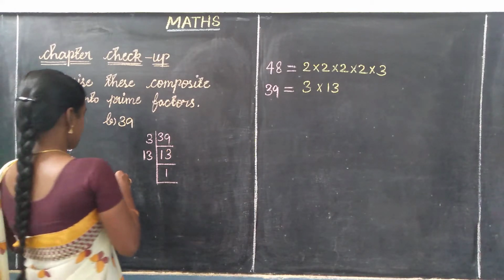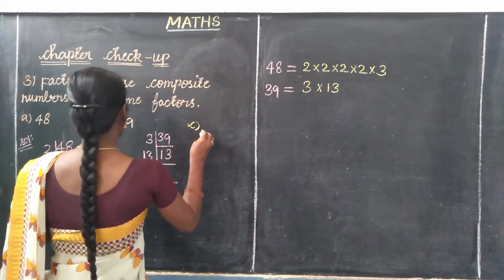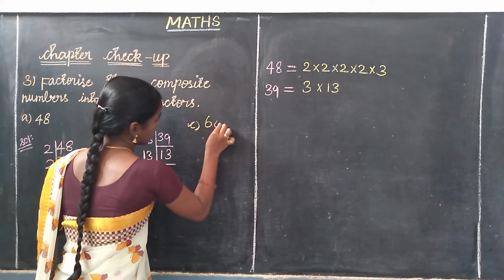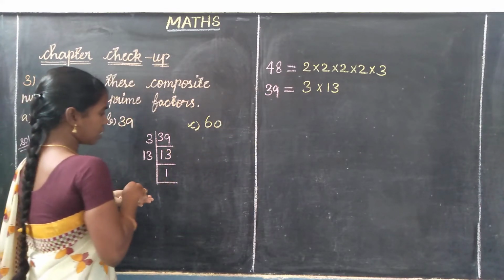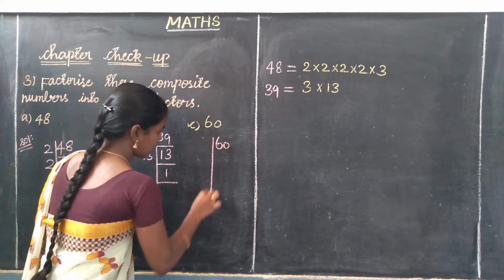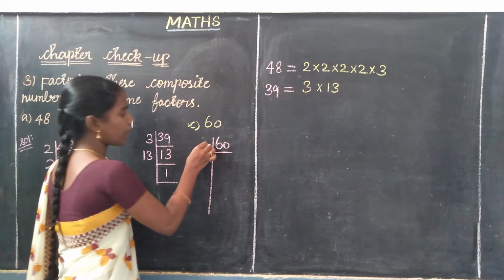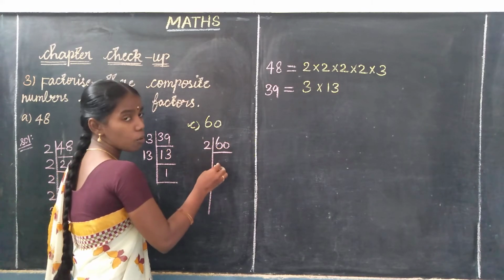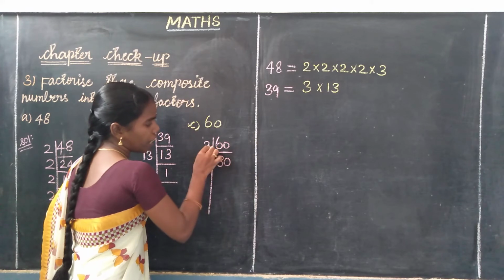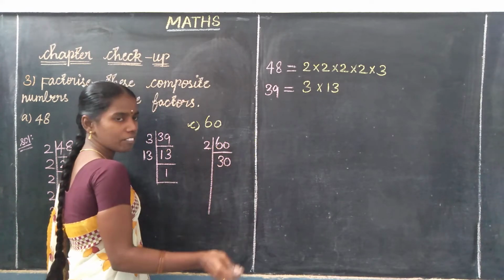Next problem. The value is 60. Is it divisible? The last digit is 0, so it is divisible by 2. Then how many times? 3 2's are 6, and 0 by 5 stays.